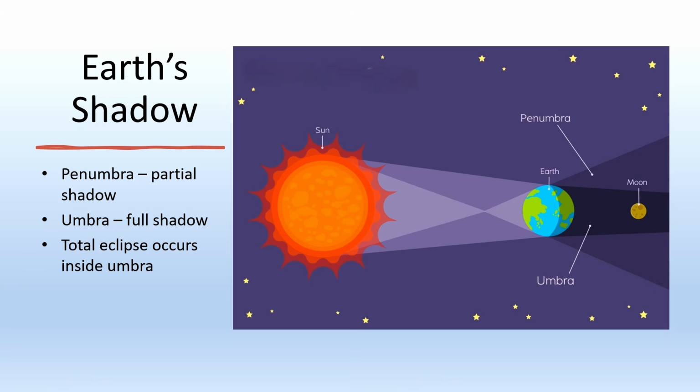Earth's shadow has two main regions. The outer region is called the penumbra. In this area, only part of the sun's light is blocked. The inner region is the umbra, where Earth completely blocks direct sunlight. If the moon passes fully into the umbra, we get a total lunar eclipse. If only part of the moon enters the umbra, the eclipse is partial.